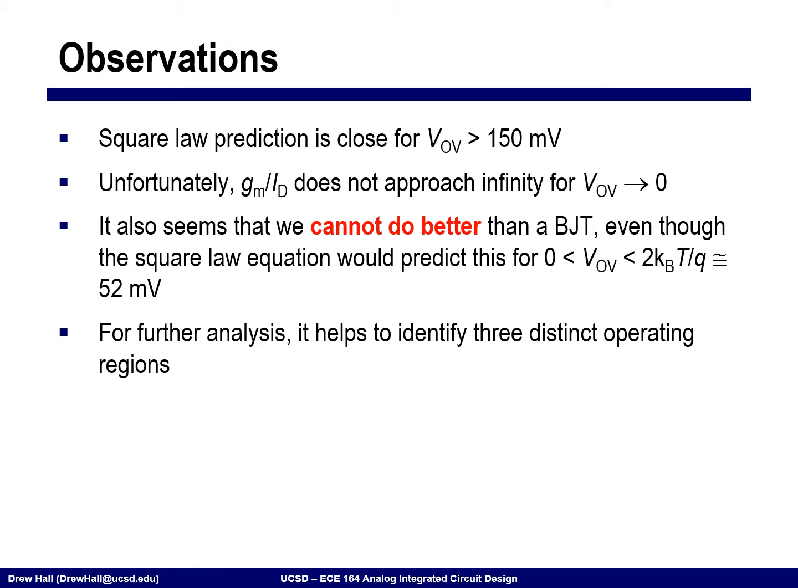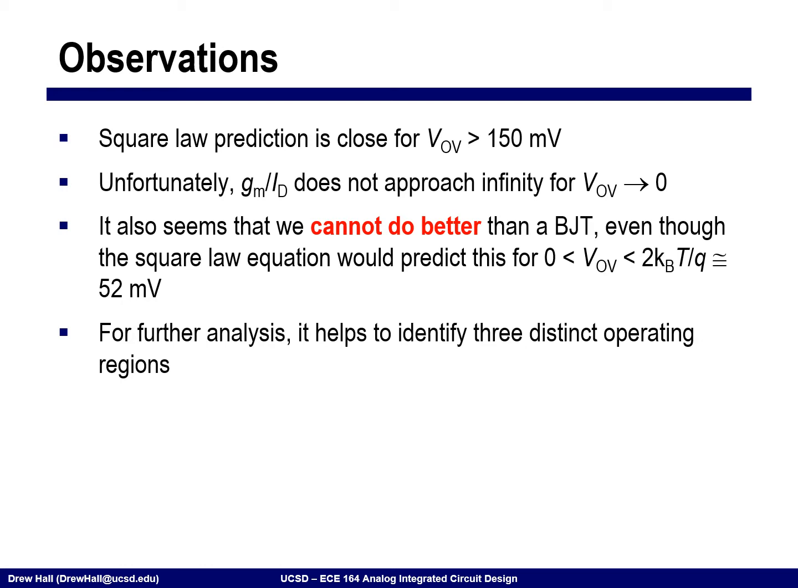Okay, so some quick observations. Again, the square law is fairly close for overdrive voltage greater than 150 millivolts. It does a terrible job matching the square law when VOV is less than that. It deviates significantly. GM over ID, or the transconductor efficiency, does not approach infinity for VOV equal to 0. And I think the takeaway from the previous slide should be that we can never do better than a BJT. So a BJT, regardless of where we bias the MOSFET, will always have better transconductor efficiency.